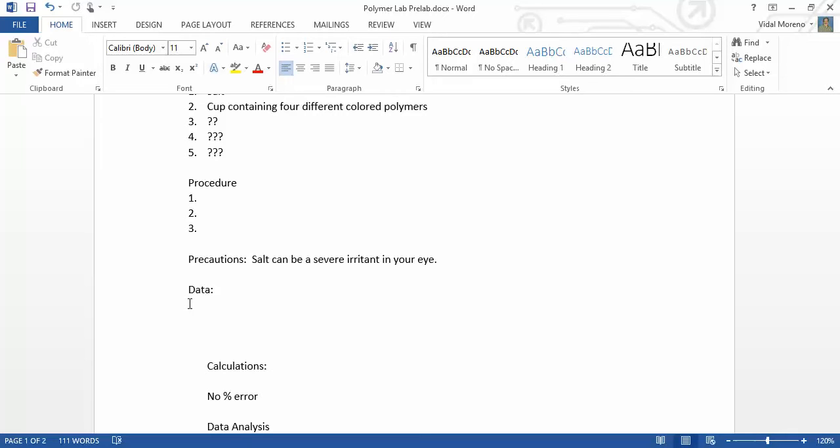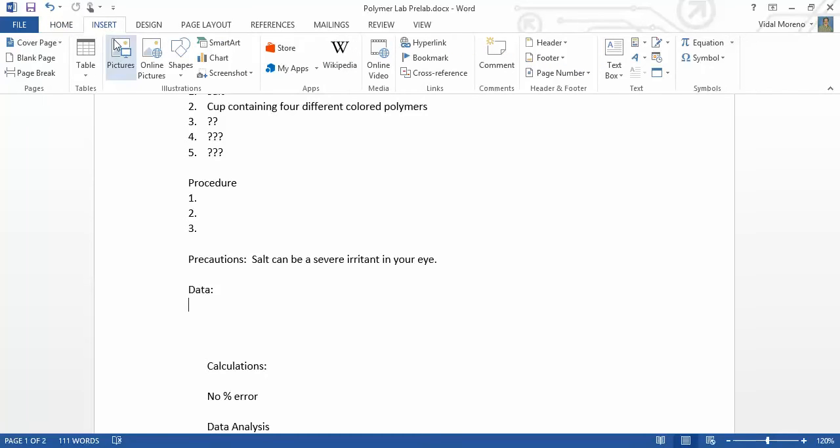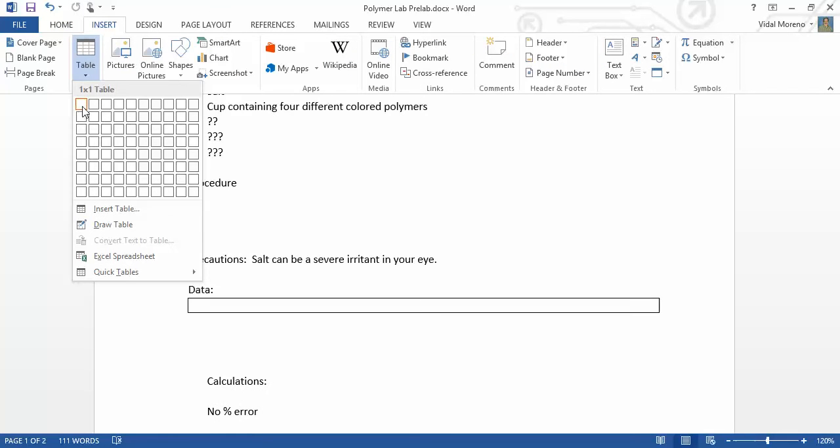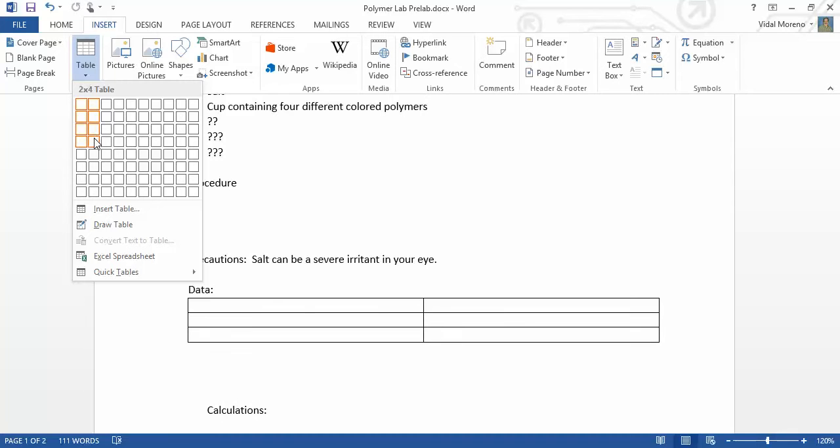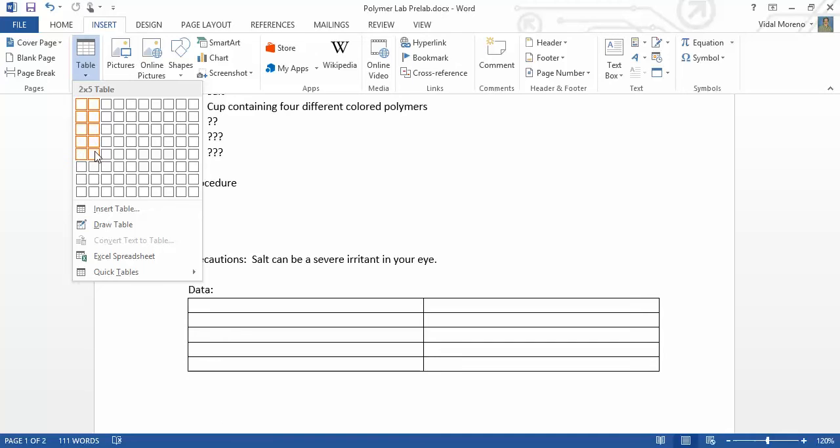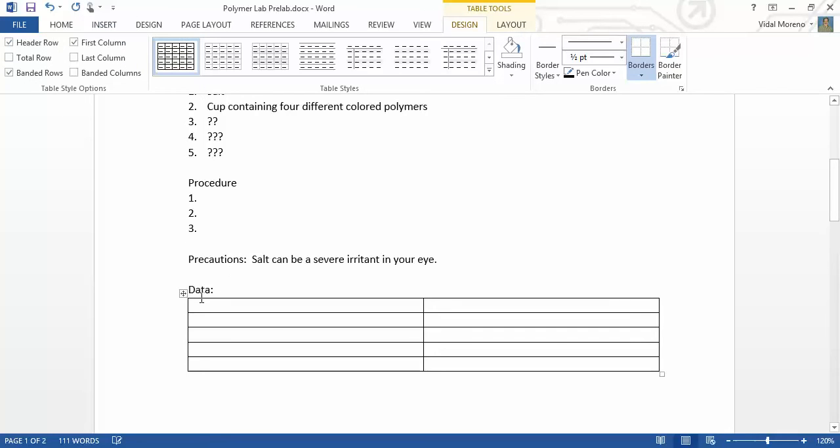There are 4 masses you collected of the individual particles, individual polymers. What else? The total mass. For those of you who do not know how to make tables, go to Insert, Table. We just need 2 columns, right? 1, 2, 3, 4, 5. Is this right? We can always create another one. The first thing was the mass of all polymers.